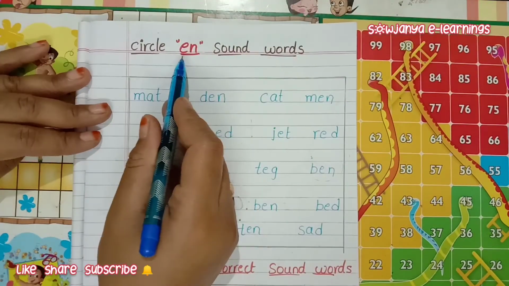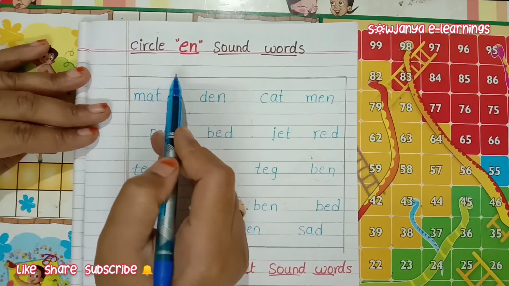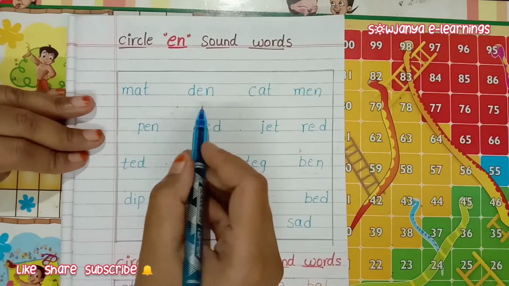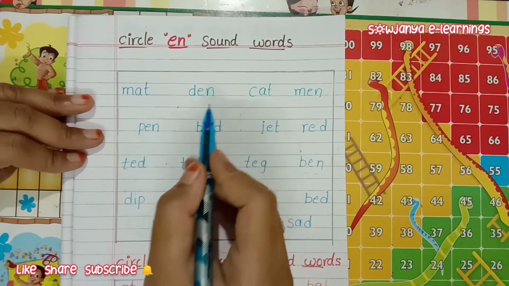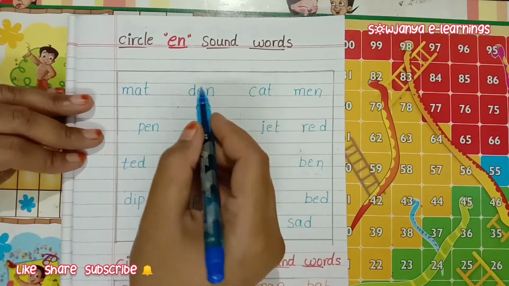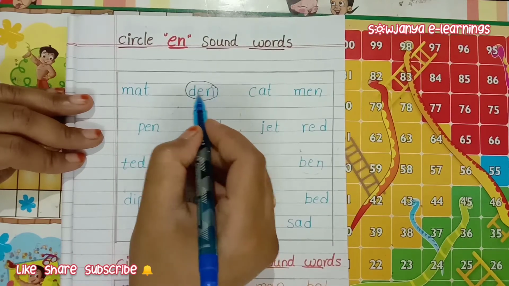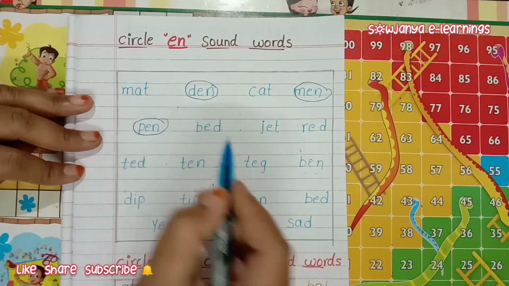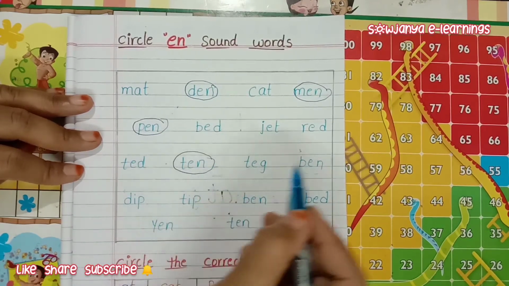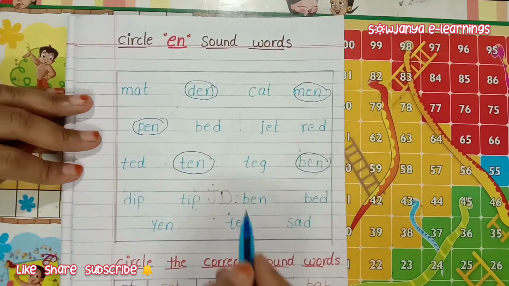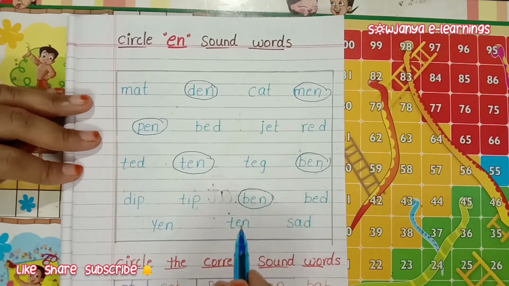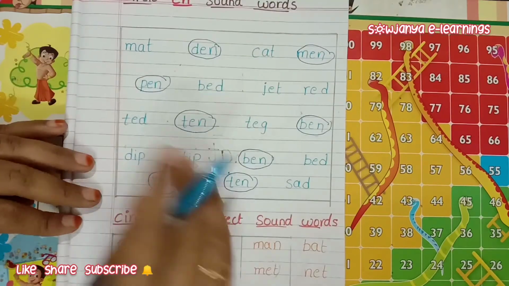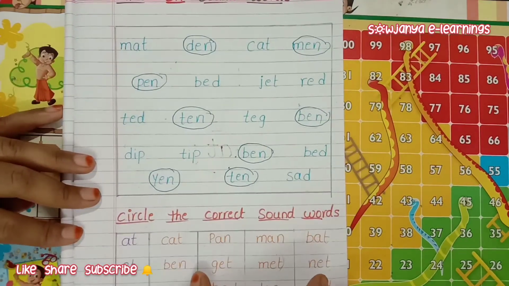Now we'll see one more worksheet. Here, circle the N sound words. En means an. The words that end with the sound N, we have to circle those. En, N. Den. The sound is N. Men. Pen. Ten. Ben. Here also ben. Ten. So all these words are ending with the sound N.